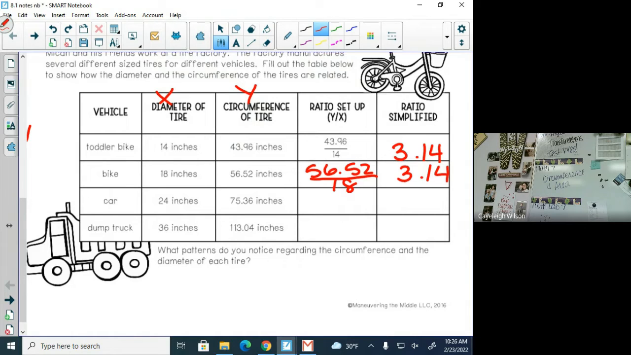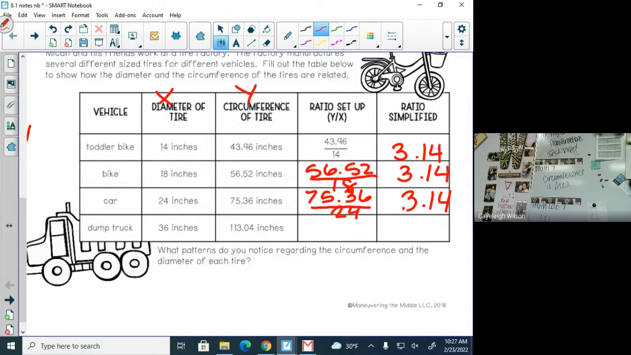All right, let's look at the car tire. It tells us the car diameter is 24. The car circumference is 75.36. So I'm going to take the circumference and divide it by the diameter, and I get 3.14 again.